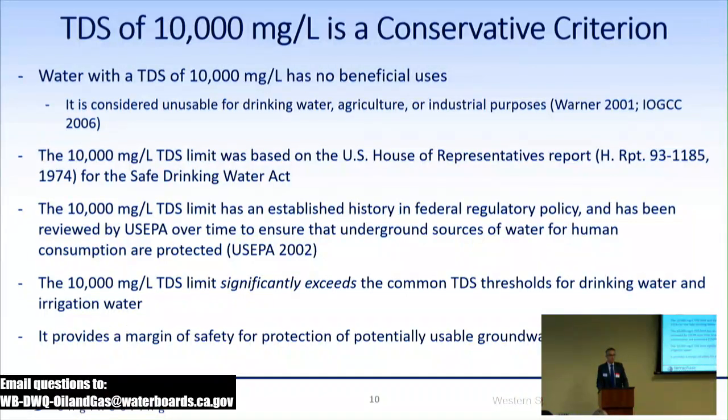And it has been deemed to be appropriate for its purpose, that is to protect underground sources of water for human consumption. But the 10,000 milligram per liter threshold is very significantly conservative because, as you saw earlier, it exceeds all standards for use. So the assumption is that even though 10,000 ppm is the standard, that water would have to be treated prior to any use. So it provides a margin of safety for the protection of usable groundwater.